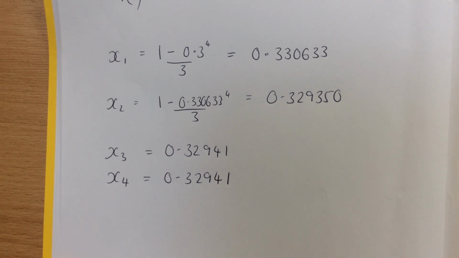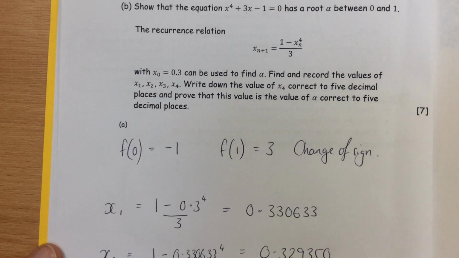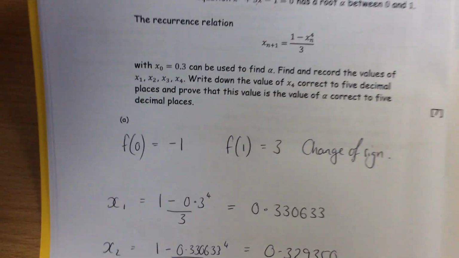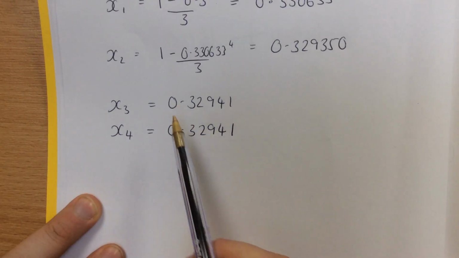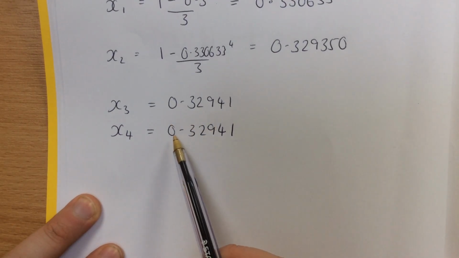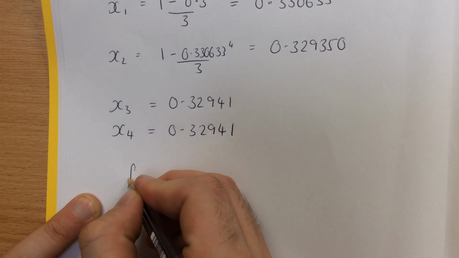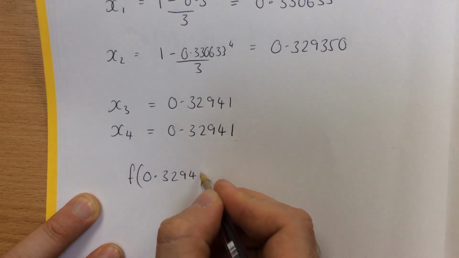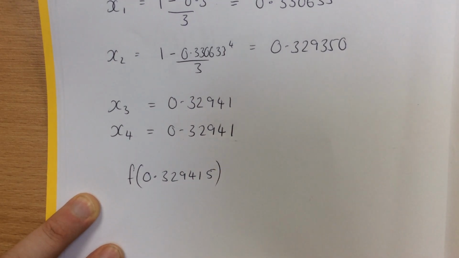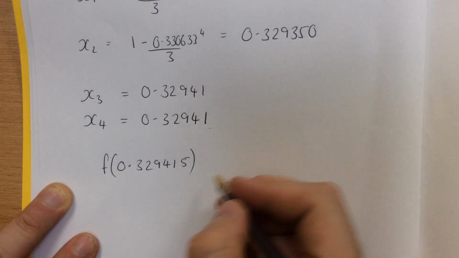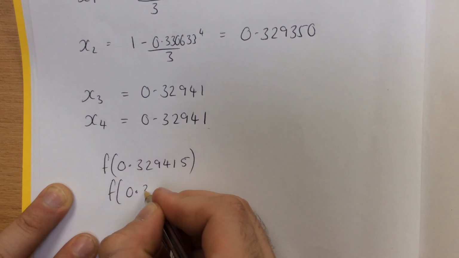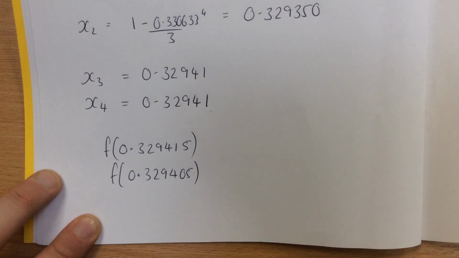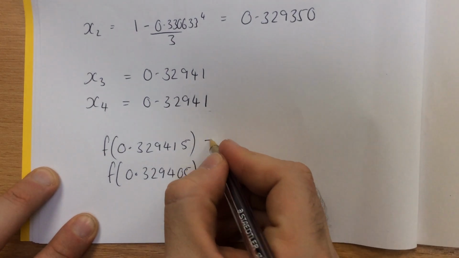Now, to prove that it's correct to 5 decimal places, you repeat this process we did here with 0 and 1. We go back through that process, but using a number slightly bigger than this and a number slightly smaller than this. So we're going to do slightly bigger than this, which will be 0.329415. So I'm going to round it, go slightly bigger than it, and I'm also going to find slightly smaller than it, which would be 0.329405. So I'm going to just go slightly above and below and work those two out.